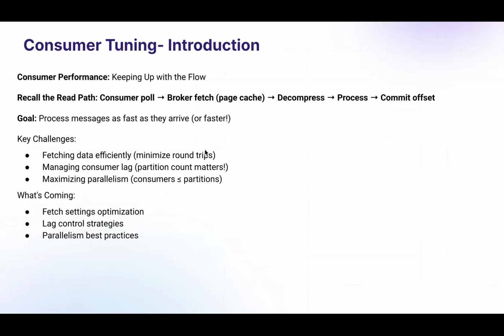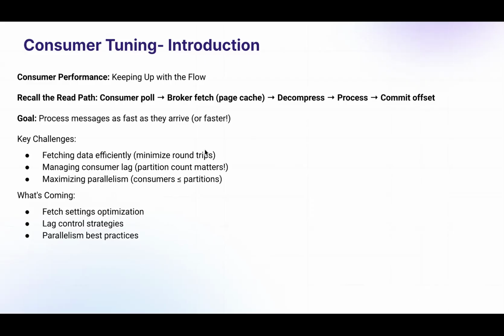now let's switch gears and talk about the consumer. On the consumer side, the goal is simple: keep up with the incoming message rate, or ideally go faster so you can catch up if you fall behind. The main challenges are fetching data efficiently from the broker, managing consumer lag when you can't keep up, and maximizing parallelism across your consumer group.